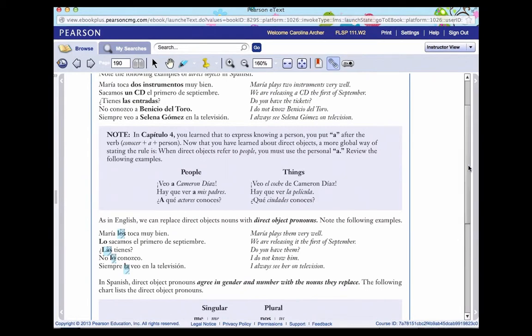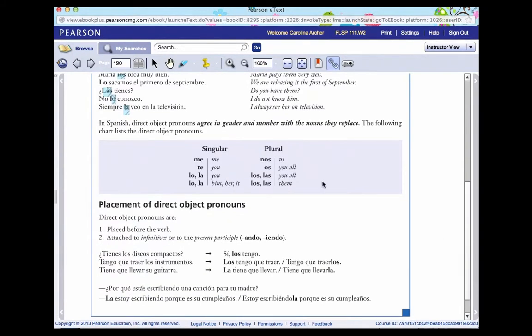Okay? So here are the pronouns. For yo, the equivalent would be me, the one that is receiving the action. Me, it's spelled the same way, but it's not I, it's me. Me, te, lo or la, for you, it depends on if it's feminine or masculine. Nos, os, los, las, for they, los and las.